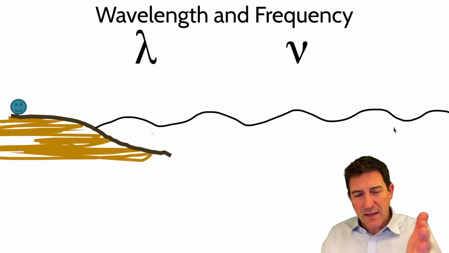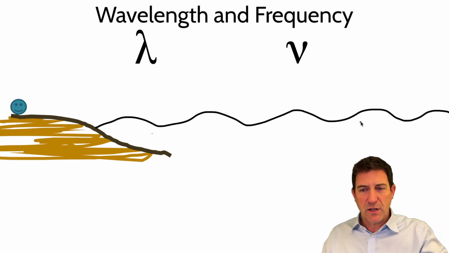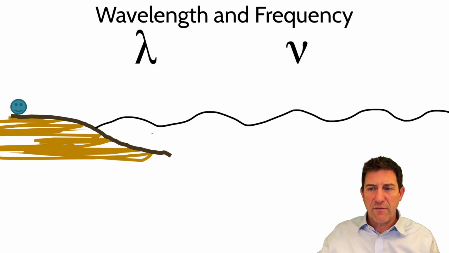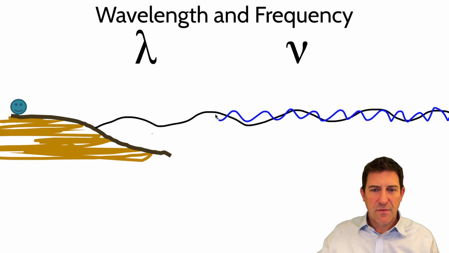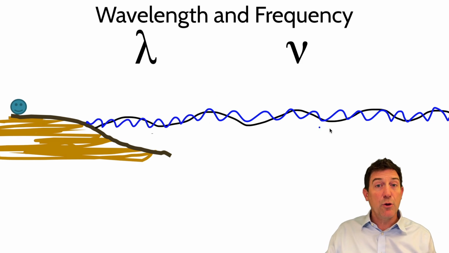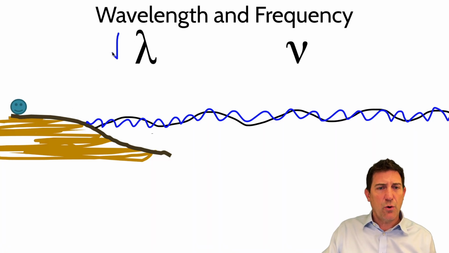Now, none of that makes sense until we do this. Let me switch the color. Let's put a blue wave on here to compare. There's our blue wave. Now, what do we notice is different about the blue wave that's coming towards us? The wavelength is shorter than that first wave we looked at.